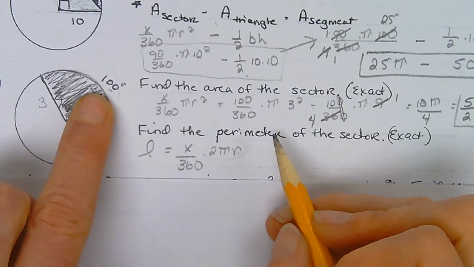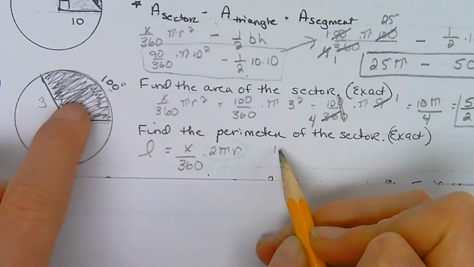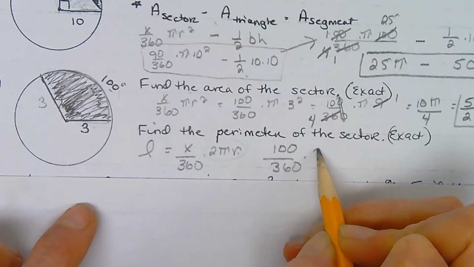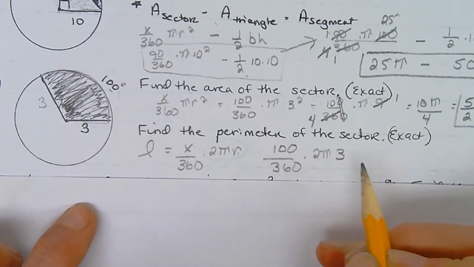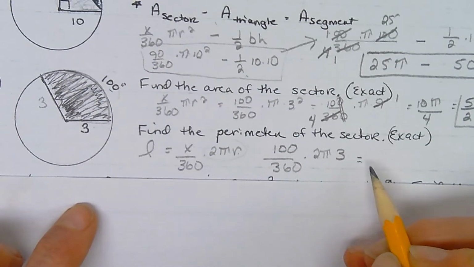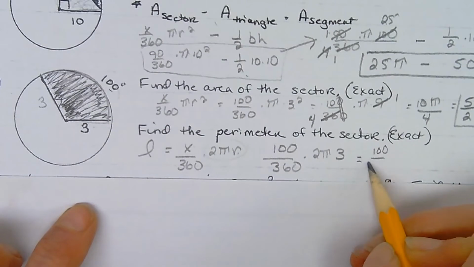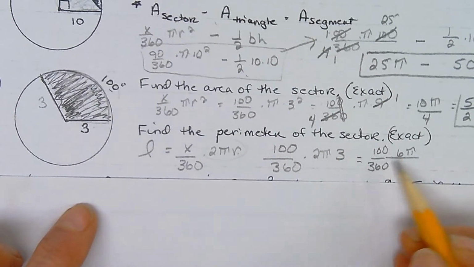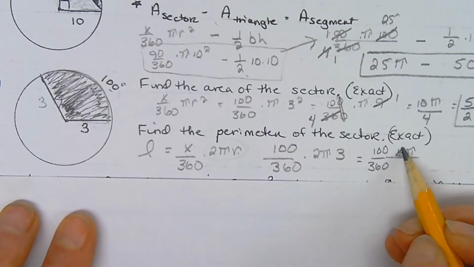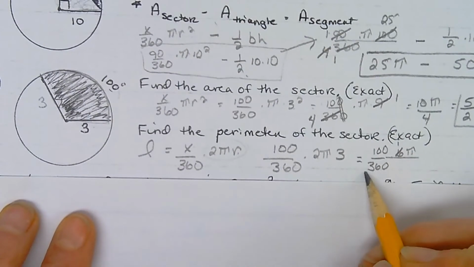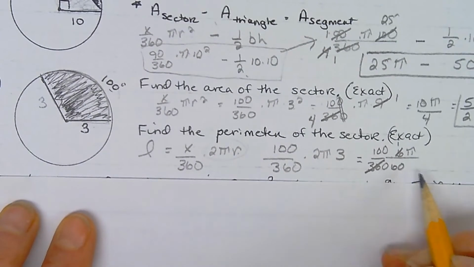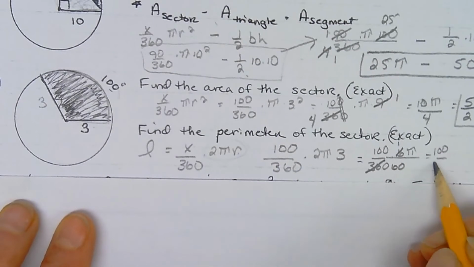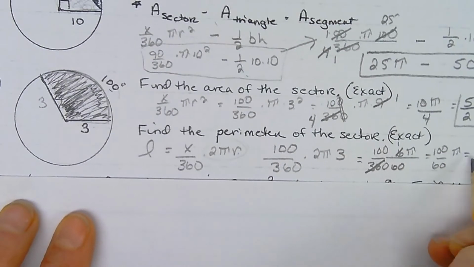The angle is 100, or the measure of the arc. They're both the same. 100 over 360 times 2 times pi times 3. That equals 100 over 360 times 6 pi. I'm going to do some canceling here. 6 goes into 6 once. 6 goes into 360 60 times. So I have 100 over 60 times pi. I can simplify that further.